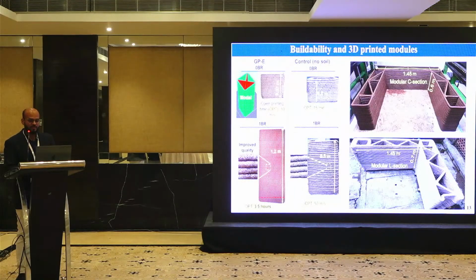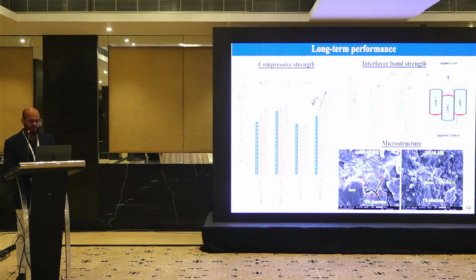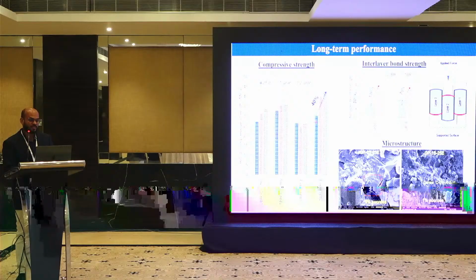So these are the 3D printable structures we have printed. I was able to print continuously for more than 3 hours. This is a 1.45 meter structure. So now finally I want to conclude with the long-term performance.